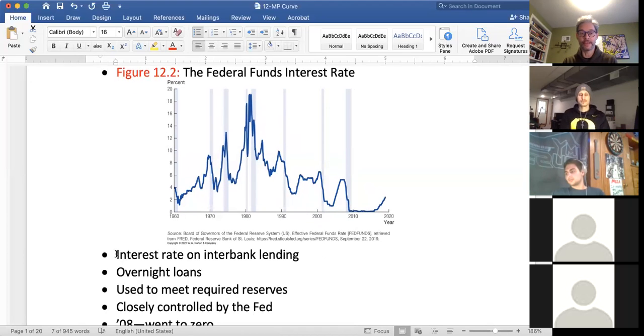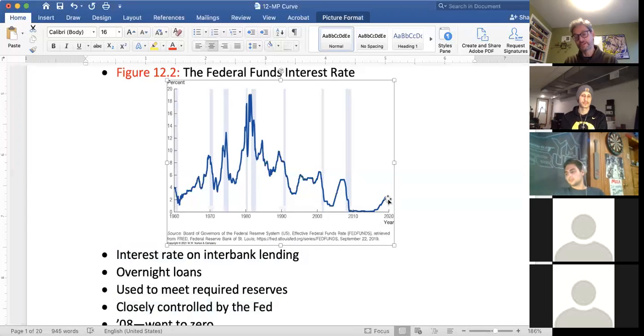And as I said, it's the interest rate on interbank lending, and this is closely controlled by the Fed. Where is this federal funds rate today? Zero, essentially zero. You don't see this here because we don't have the most recent data, but in the midst of the COVID crisis the Fed has reduced the federal funds rate all the way back to zero, or just slightly positive.